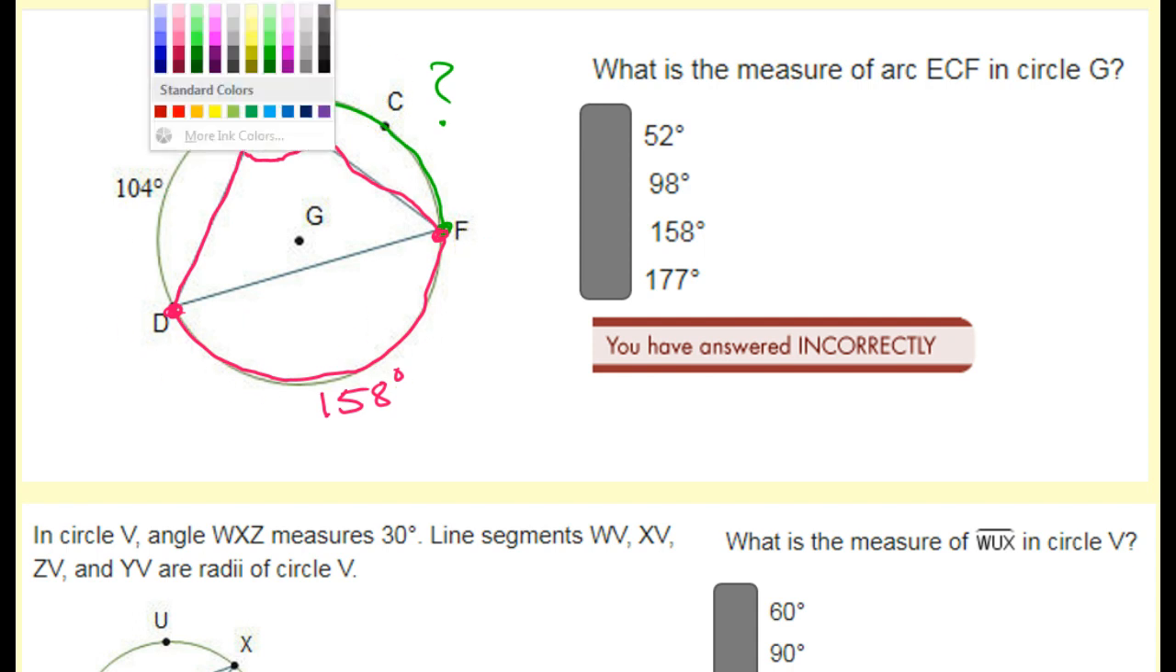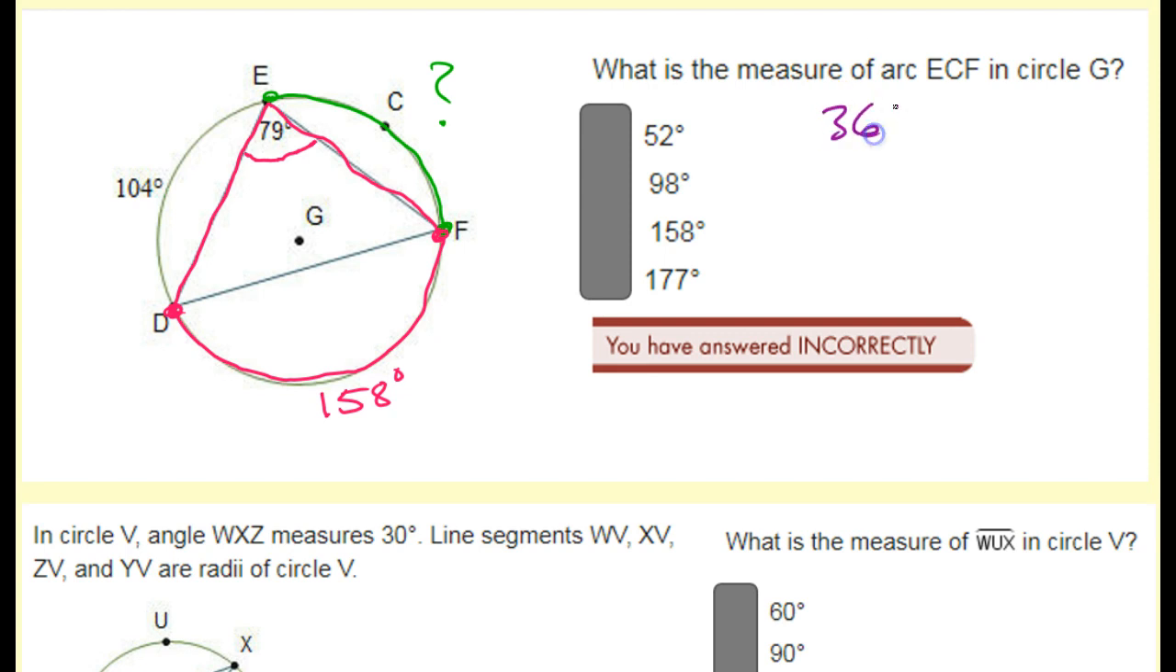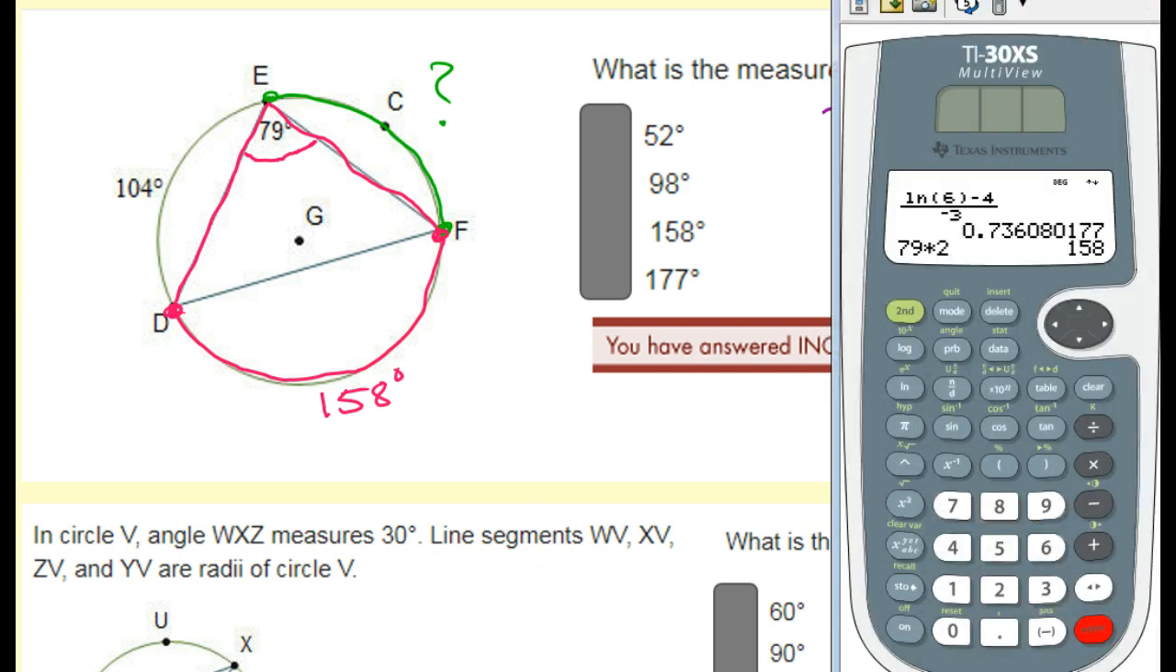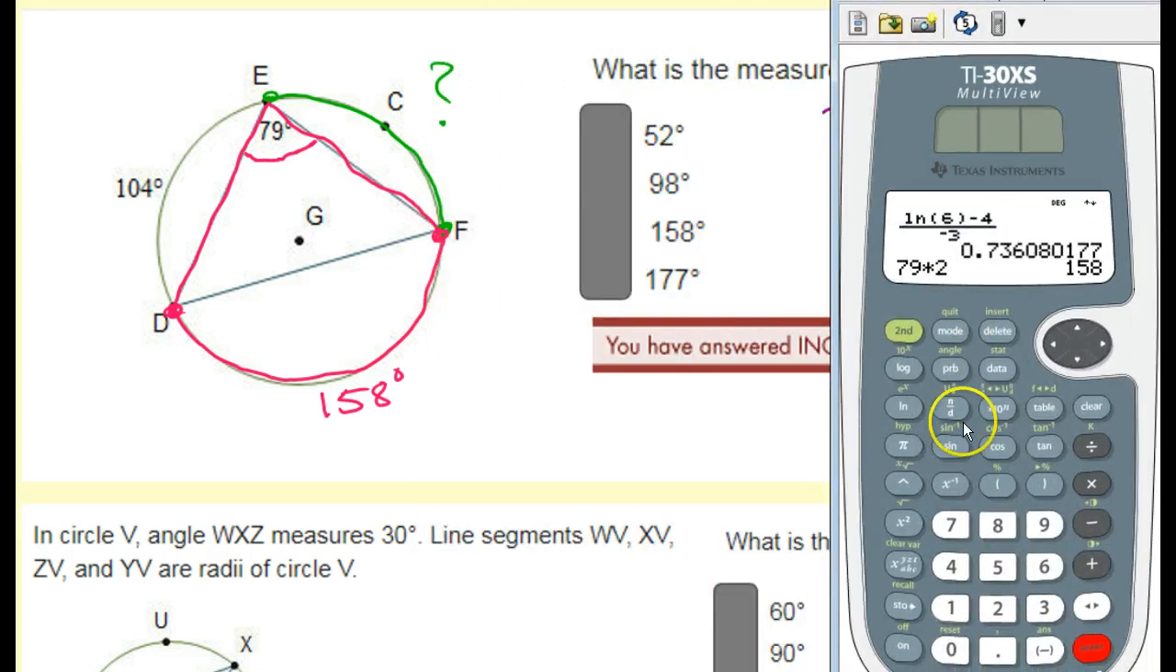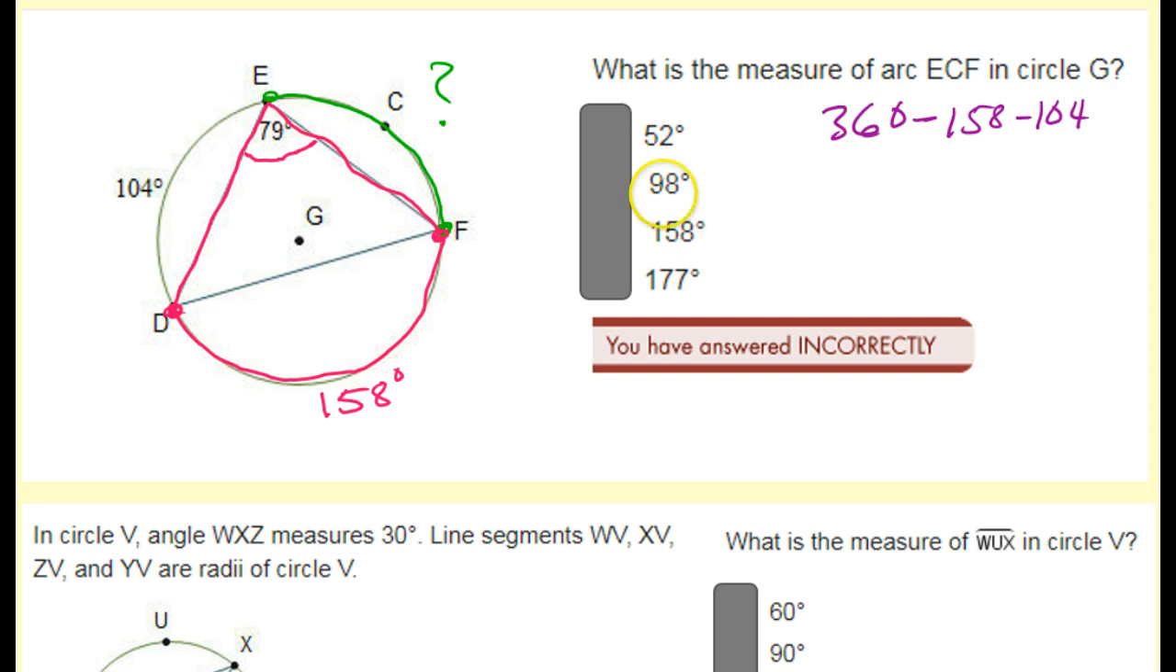So all we have to do is subtract from 360. If we just start with 360 and subtract the other 2 arcs, so 360 minus 158 minus 104, that should give us the missing arc. Okay, so 360 minus 158 minus 104, that's going to be 98. So the answer should be 98 degrees. Kabam!